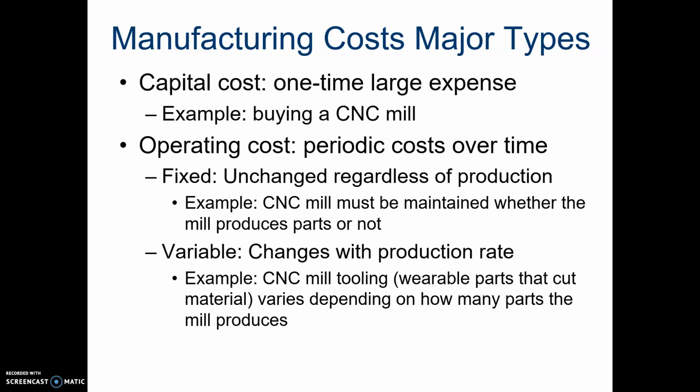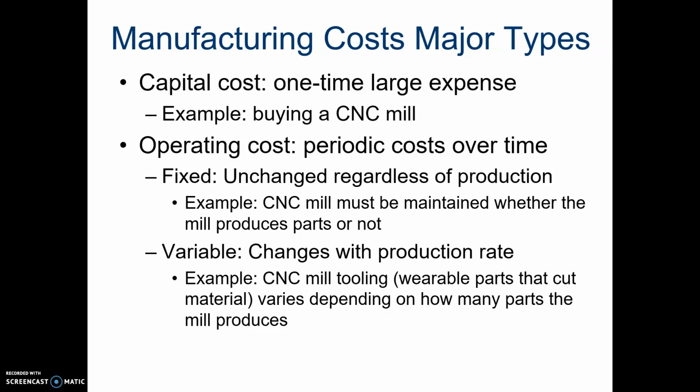Then we have operating costs. These are periodic costs over time. There are two different types of these, fixed and variable. The fixed are unchanged regardless of production. For example, the CNC mill must be maintained whether we use it or not. So those are just costs that happen just by nature of owning the machine.